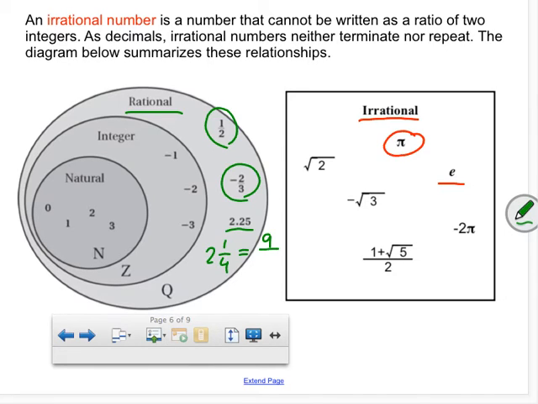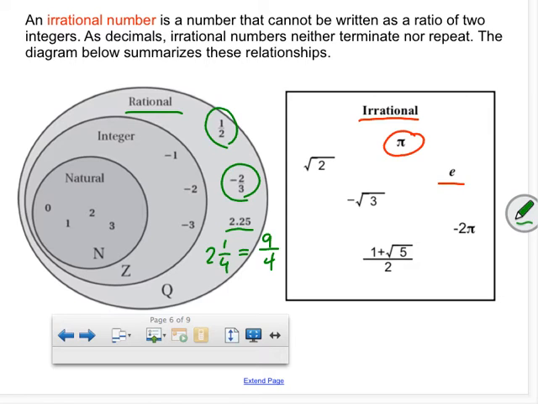9/4. So I just rewrote that as a fraction. So that is a rational number. Now, inside of this outer circle, we have integers. Integers are more specific. Integers are what? Look at the example, see if that helps you out. Negative and positive what? Whole numbers. Do you see integers are negative and positive whole numbers?